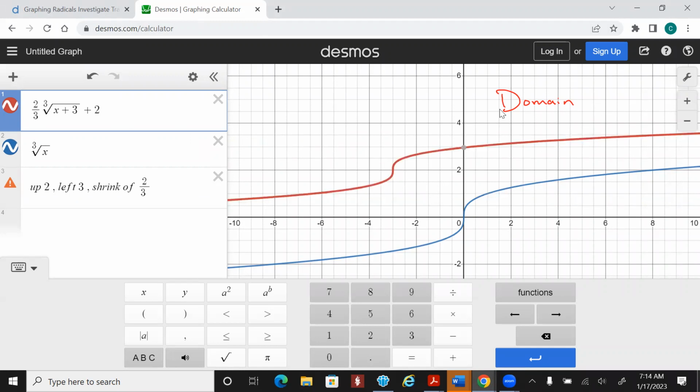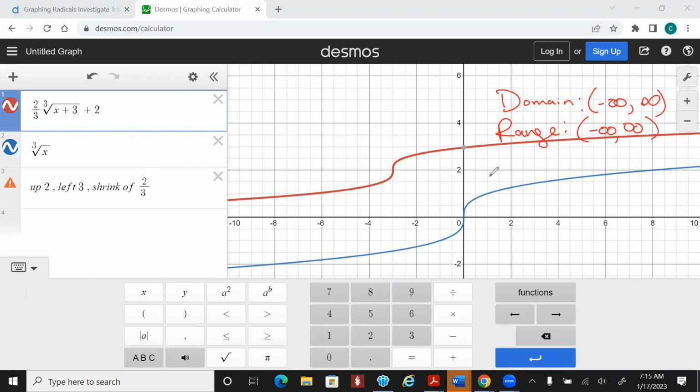So for domain, what is that going to be? What are our x values? How far left do our x values go? Negative infinity. How far right do our x values go? Positive infinity, right? Our range is going to be the same. Cubic functions are pretty easy. They're negative infinity to positive infinity.